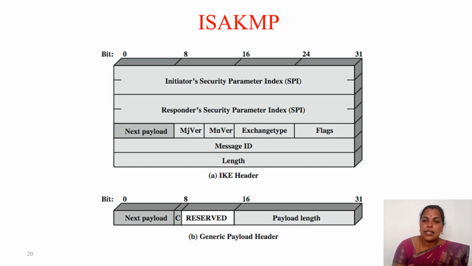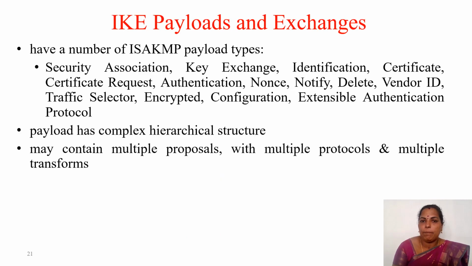This is the format of the ISAKMP, that is the IKE header format. Here we have the initiator security parameter index, represented in bits 0 to 8, then 16, 24, 31, so the size is 32 bits. Next we have the responder security parameter index. Next we have the next payload, then major version, minor version, exchange type, flags, message ID, as well as the length. The generic payload header is also 32 bits. We have the next payload, then C reserved, as well as the payload length. This is the format of ISAKMP.